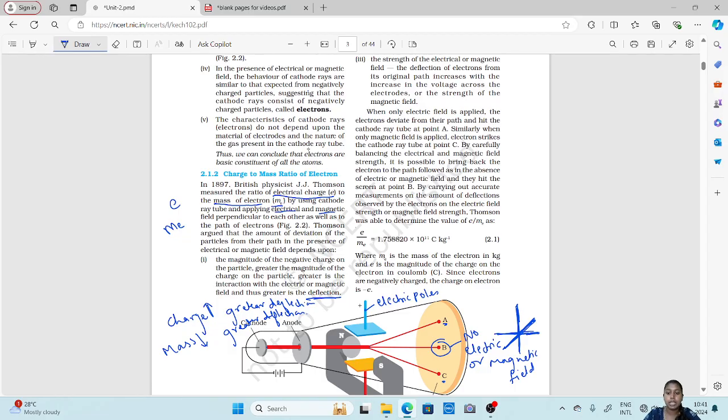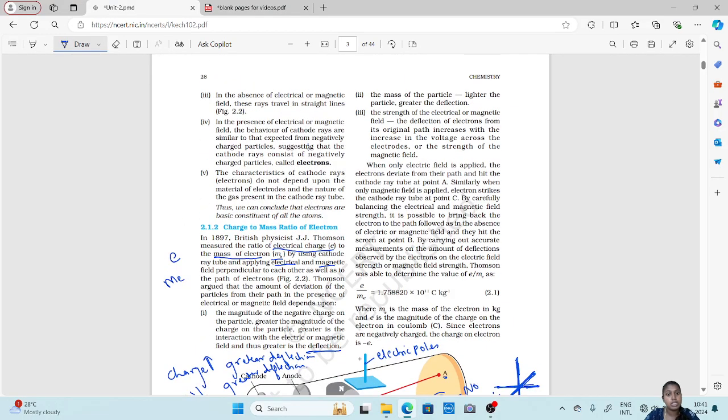Thomson argued that if the particle is carrying a higher charge, the deflection is also higher. Whereas if the mass of the particle is less, the deflection is greater. So with high charge and less mass, you will see a great deflection in the movement of the particle.